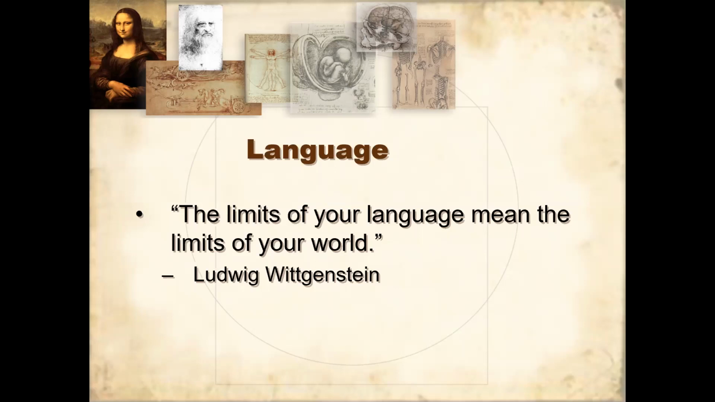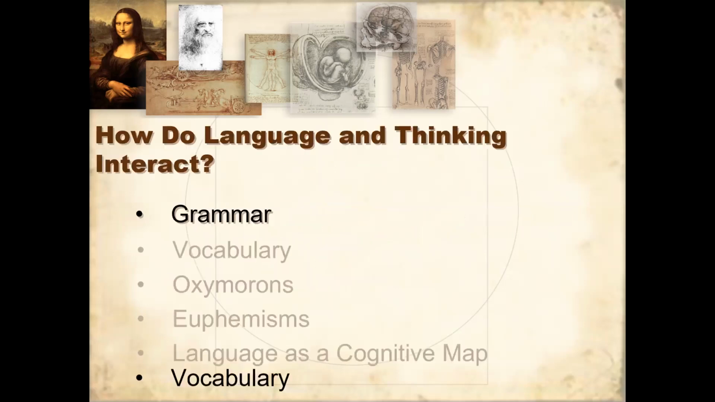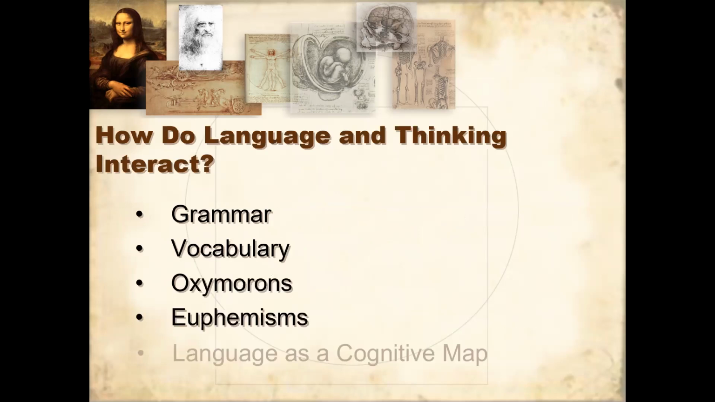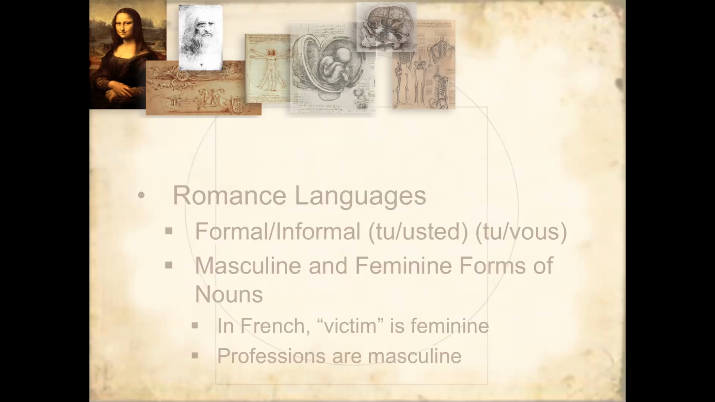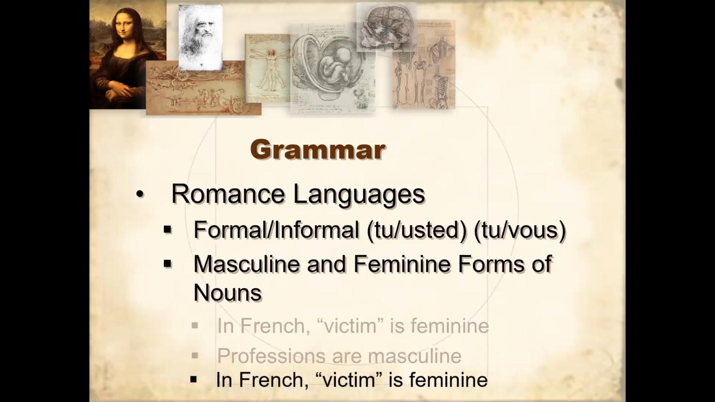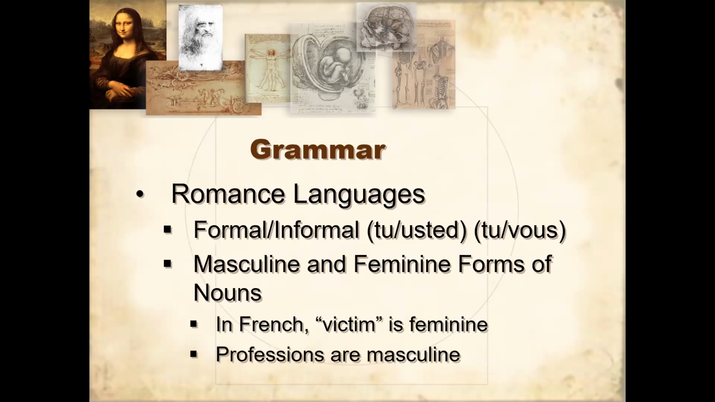But he didn't have a word for that food in his language, in the UK English language, so he couldn't even conceptualize it. If you don't have a word for something, it's very hard for us to figure out. So when we look at language and thinking, grammar, vocabulary, oxymorons, euphemisms, language as a cognitive map for our world, all of these come into how it interacts with our thinking. So I even think of like, okay, grammar, how it's influential of our thinking.